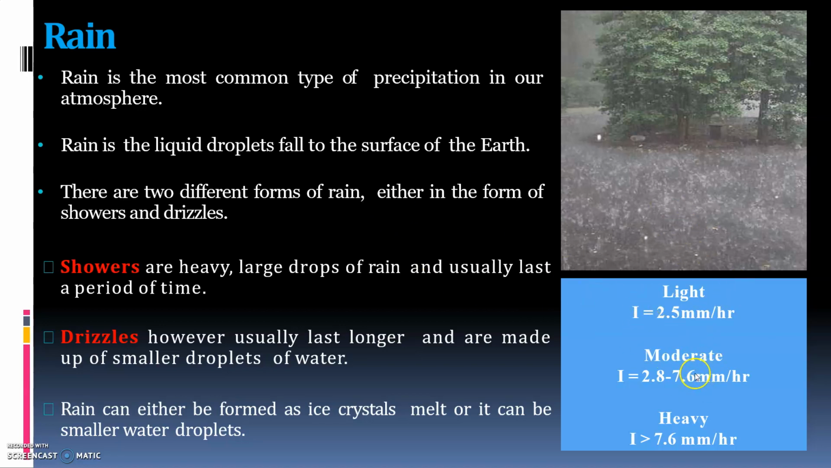This is the intensity of rainfall. If it is light, I is equal to 2.5 mm per hour.